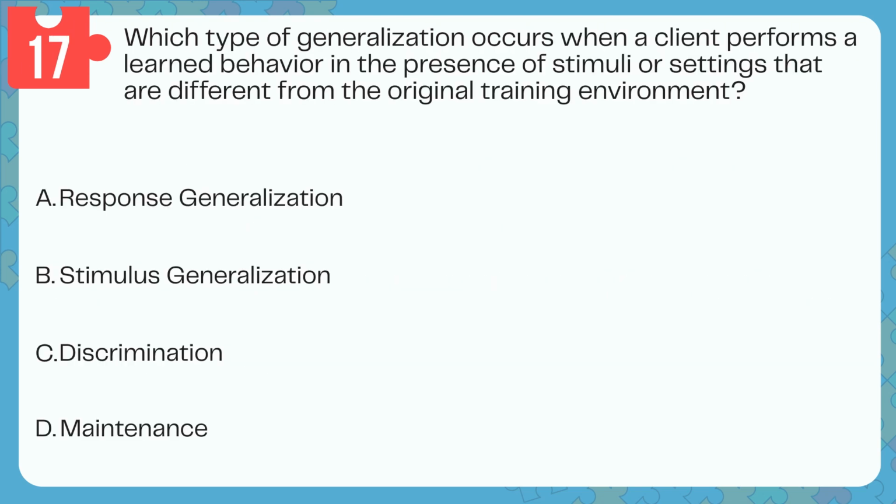Question 17. Which type of generalization occurs when a client performs a learned behavior in the presence of stimuli or settings that are different from the original training environment? A. Response generalization. B. Stimulus generalization. C. Discrimination. D. Maintenance.